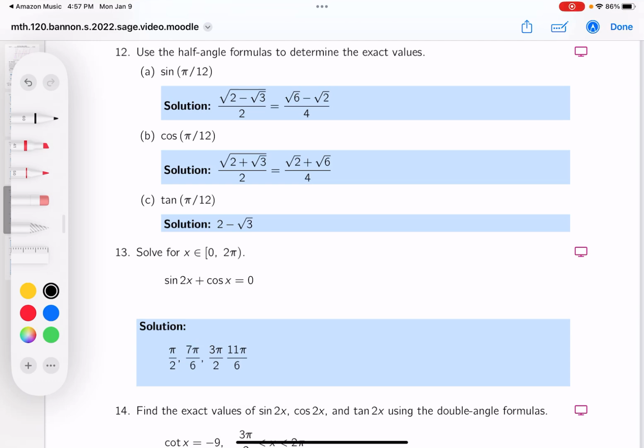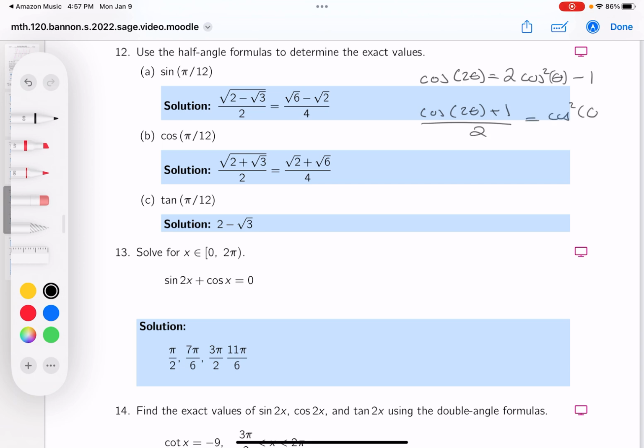Okay, let's derive the half angle formula. So the way I'm going to do that is I'm going to say the cosine of 2 theta is 2 cosine squared theta minus 1. And then I'm going to add 1 to both sides. You get cosine 2 theta plus 1, and I'm going to divide through by 2. And what do you get?